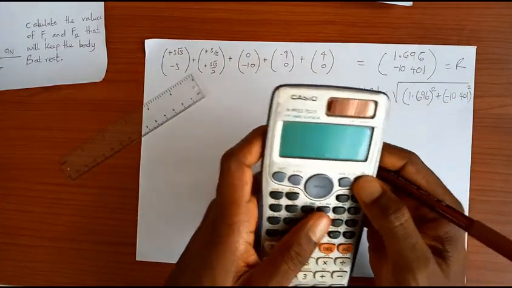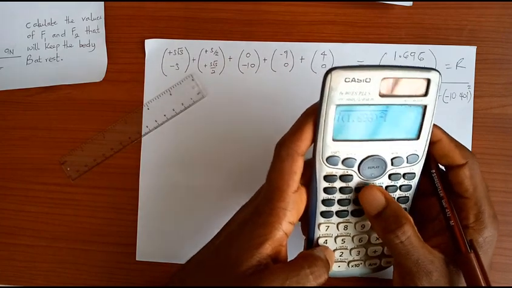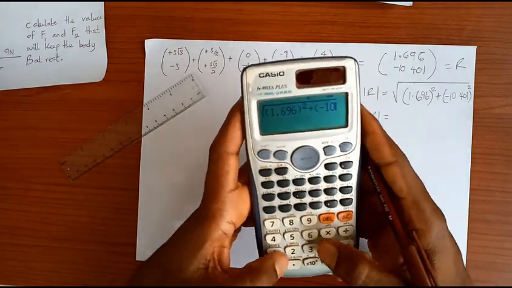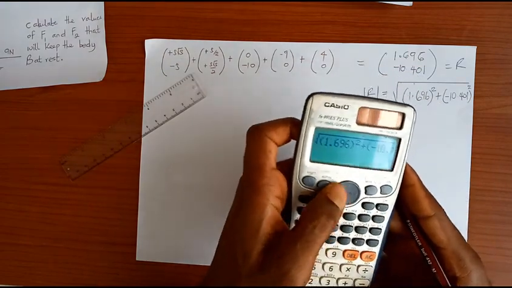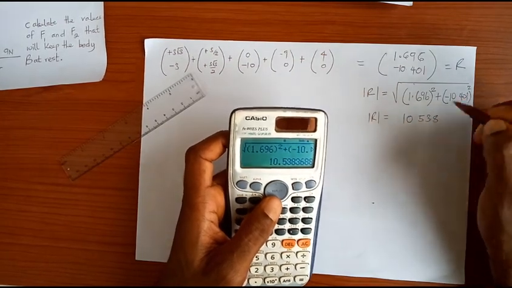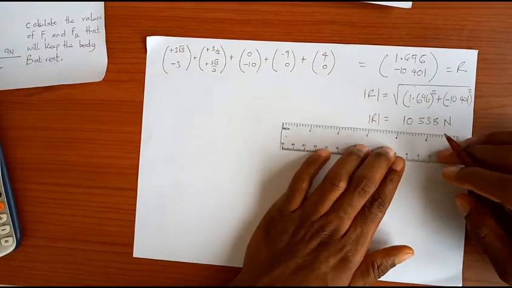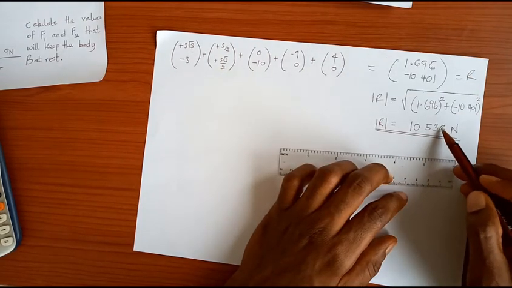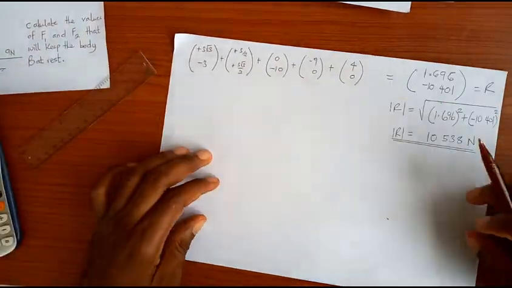So let's see. The root into bracket 1.696 all squared, can you see? Plus negative 10.401 bracket close all squared. Can you see? So this leaves you with 10.538, chopping off all this, Newtons. Of course, in a typical question, you'll be told to round, let's say, to 2 decimal places. So all you do is round this 8 up, and it becomes 10.54. But I need accuracy, that's why I'm chopping off. Okay? So let's get going.